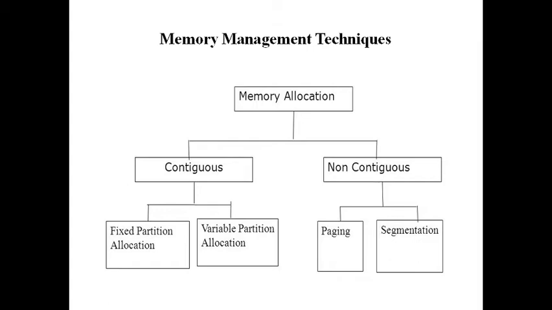This memory allocation is of two types: contiguous memory allocation and non-contiguous memory allocation. From the name we understand that contiguous means continuous. In this, a single portion will be allocated, whereas in non-contiguous, memory can be allocated anywhere in the system. In contiguous memory allocation there are two types: fixed partition allocation and variable partition allocation.